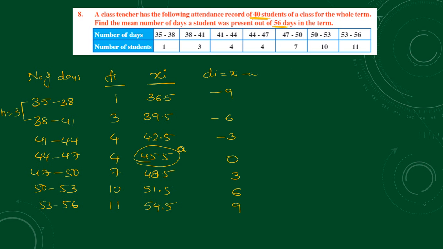Now finally fi into di. So multiply fi and di. So 1 into minus 9, minus 9. 3 into minus 6, minus 18. 3 into 4, minus 12. So 4 zeros are 0, 7 threes are 21, 10 sixes are 60, 11 nines are 99.